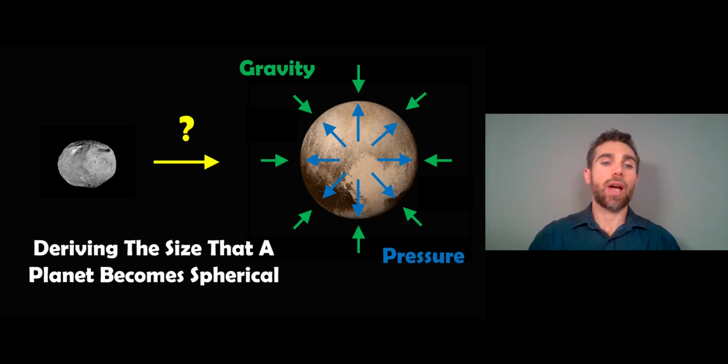Welcome to this video. In this video I wanted to derive an equation and do a calculation to find the size at which a minor planet, dwarf planet or asteroid actually gets big enough to become spherical. So that's what we're going to do in this video.